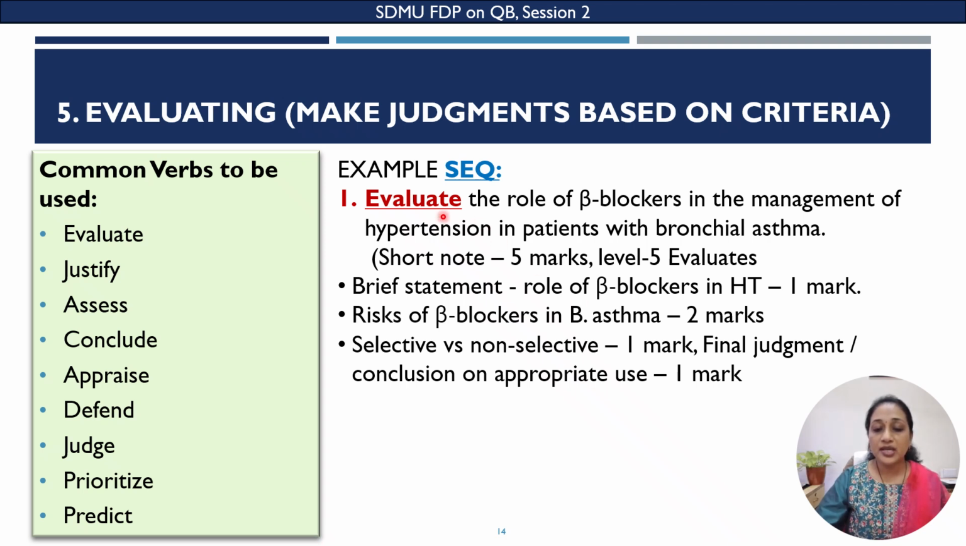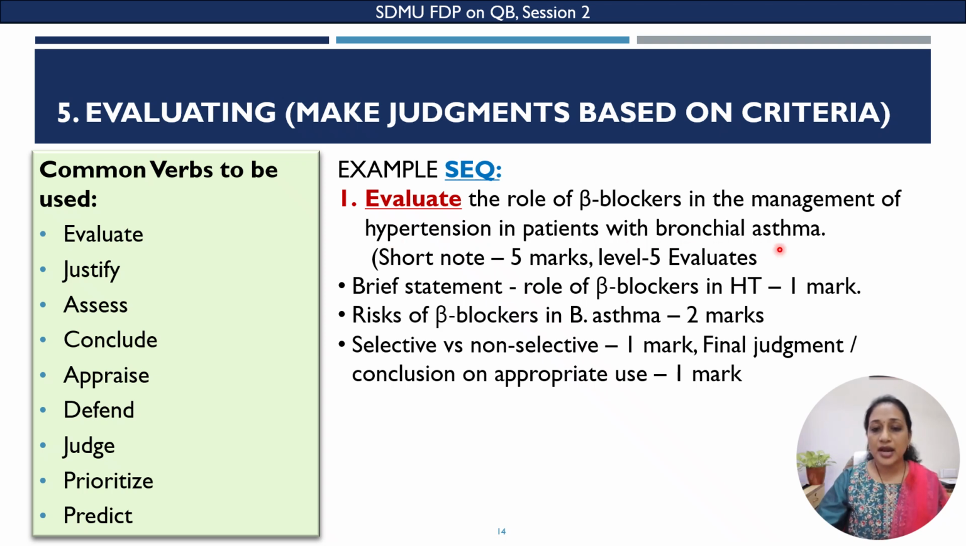asthma. As you see in this short essay question of 5 marks, why the level 5 is indicated is because the answer to this question should include these various concepts. That is, a student has to give a brief statement of role of beta blockers in hypertension. The student also has to show the risks of using such drugs in bronchial asthma, also has to indicate the relationship between selective and non-selective drugs during the treatment of hypertension with bronchial asthma, and finally conclude with a judgment as to which of the drugs among the selective and non-selective would be best and appropriate for the patients with hypertension and coexisting bronchial asthma.